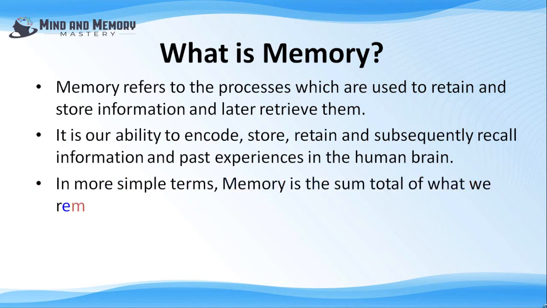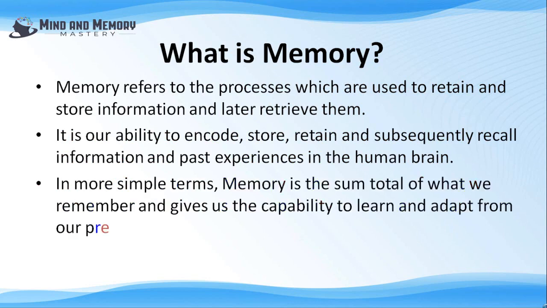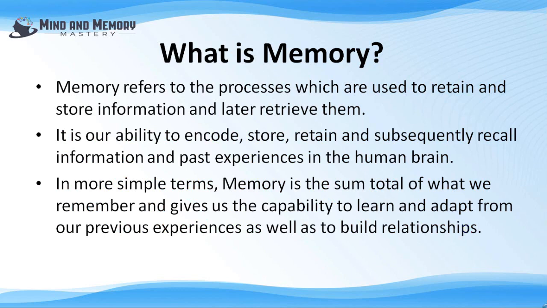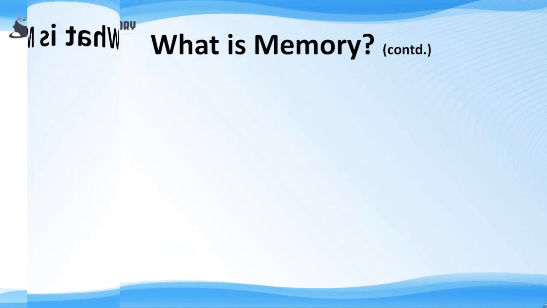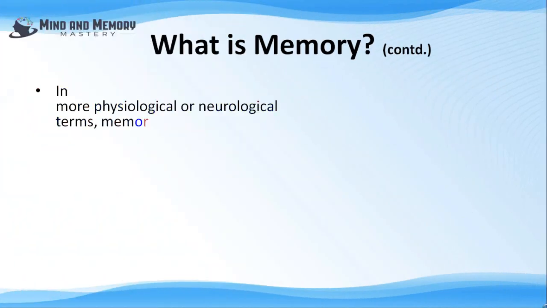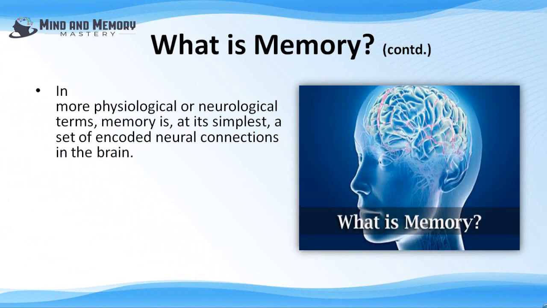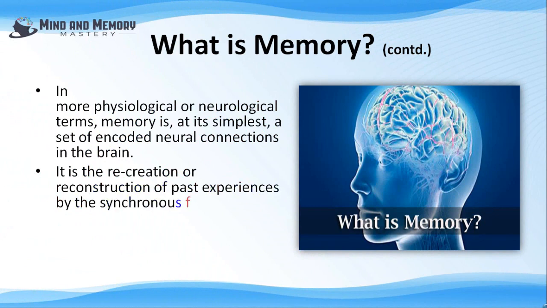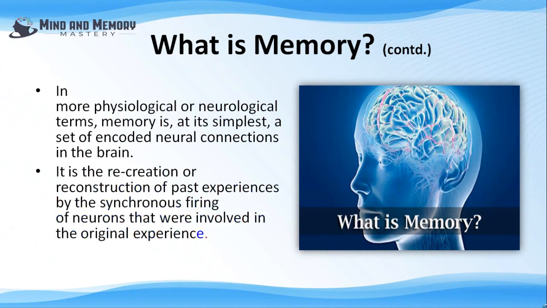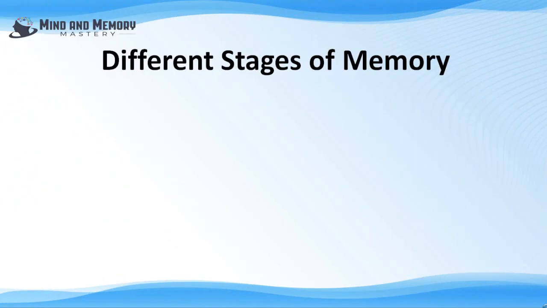In more simple terms, memory is the sum total of what we remember and gives us the capability to learn and adapt from our previous experiences, as well as to build relationships. In more psychological or neurological terms, memory is, at its simplest, a set of encoded neural connections in the brain. It is the reconnection or reconstruction of past experiences by a synchronous firing of neurons that were involved in the original experience.